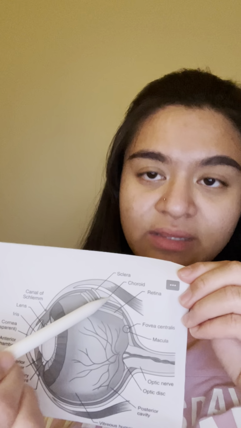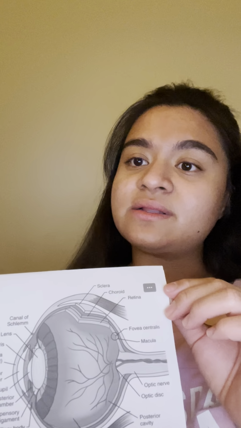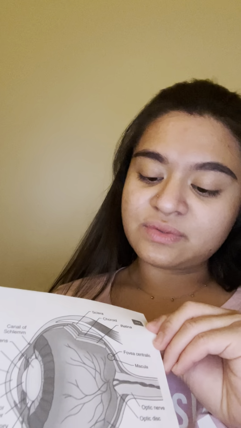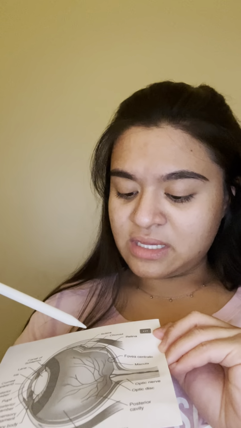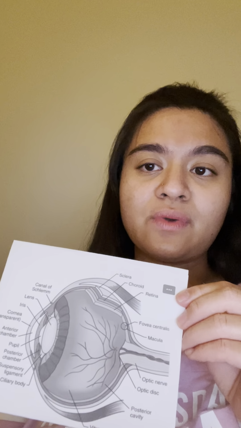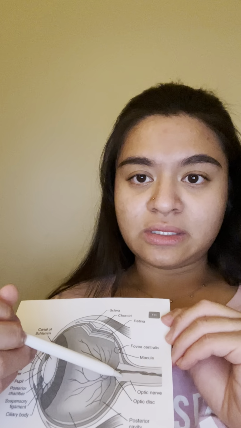The middle structure, this one is known as the uveal tract, and it holds the iris, the choroid, and the ciliary body. And the most inner layer is known as the retina. And the retina is responsible for, the light has to pass all the way to the retina.